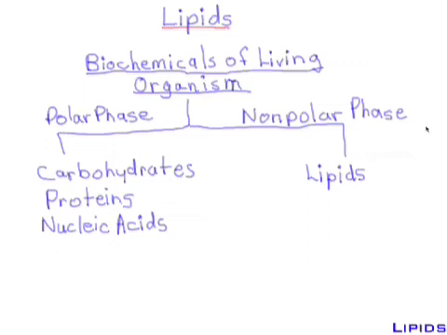As you see in this flow chart, the biochemicals of a living organism can be divided into two main groups. Those that are soluble in the aqueous or polar phase. These would include your carbohydrates, proteins, and nucleic acids. Proteins include, of course, amino acids. The nonpolar phase are those lipid molecules. Lipids, as I said, are a whole family of molecules that include fats, oils, waxes, and steroids. All those molecules that are not soluble in the polar phase.